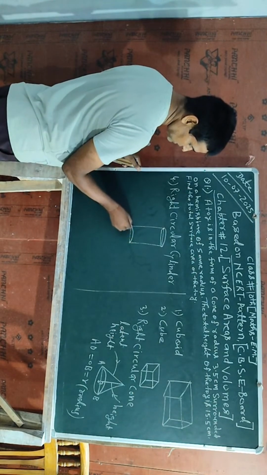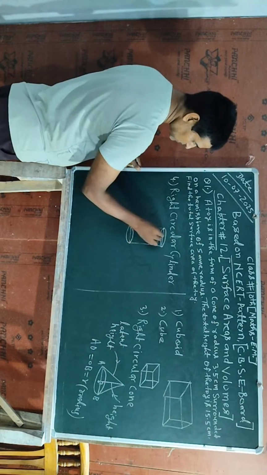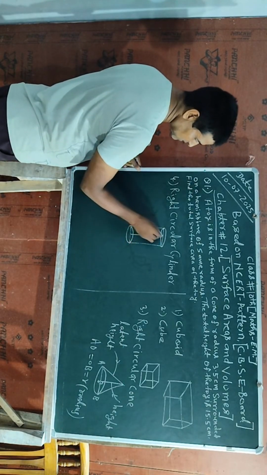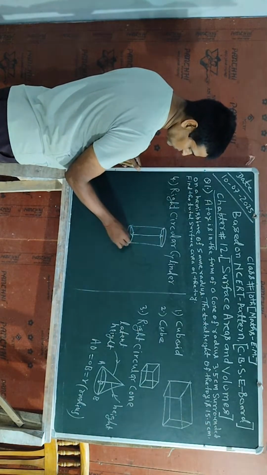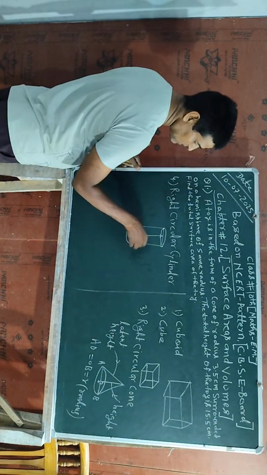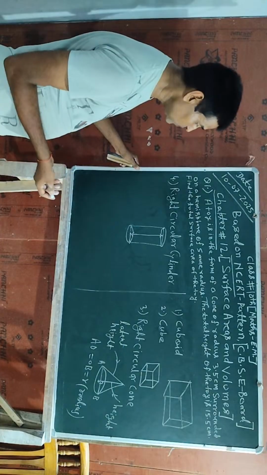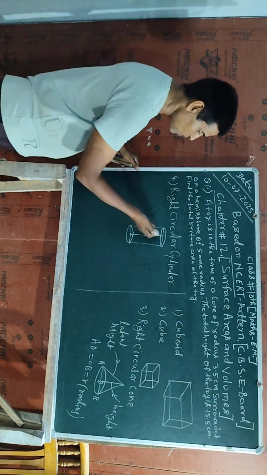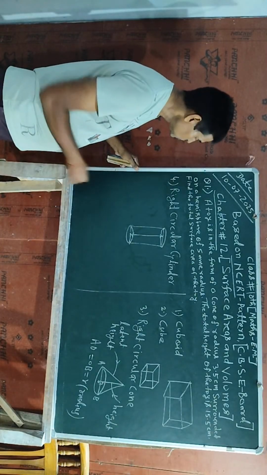So I will get a figure that looks like a circle. From this point to this point I will say this is the radius of the cylinder, and from this point to this point, the radius of the cylinder. So we have to get its curved surface and also total surface, and then we have to write the information about the volume of the cylinder. So this is the 4.